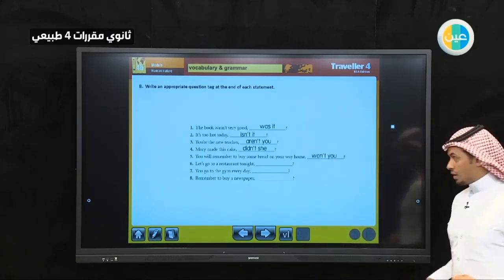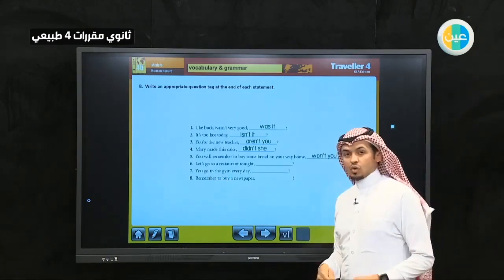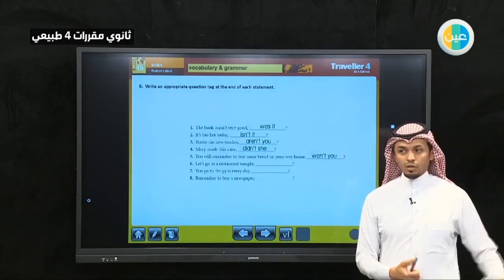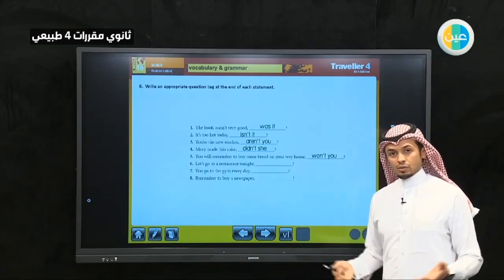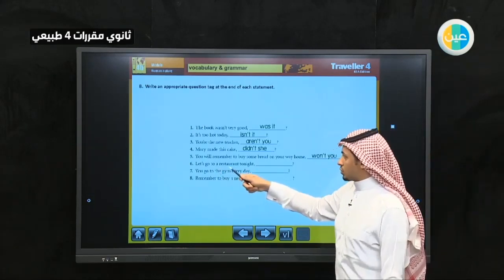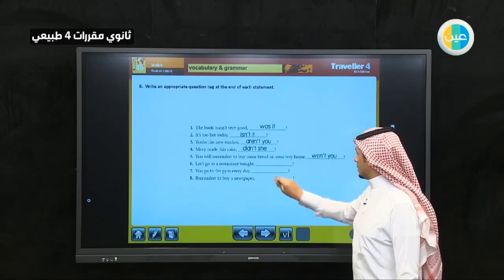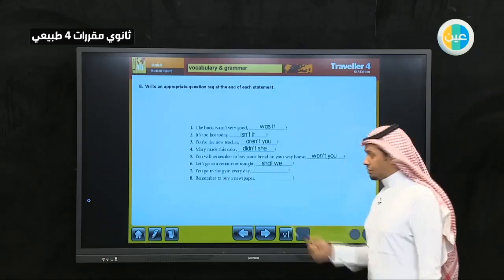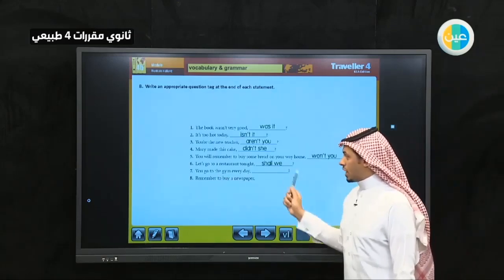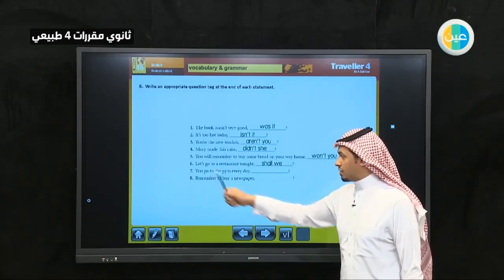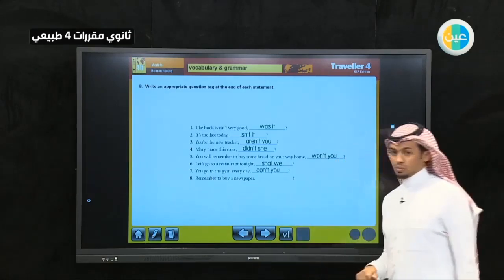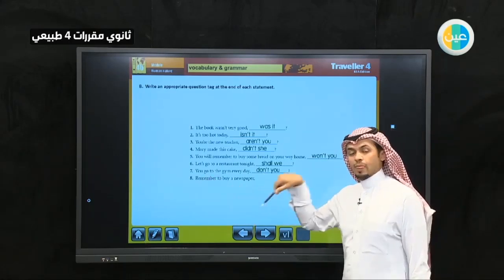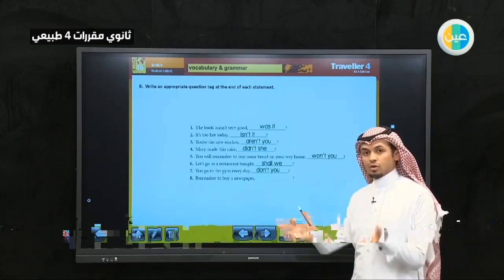Number 6, let's. When we have let's, the question tag that we use with it is shall. Let's go playing. Shall we? Let's go have dinner. Shall we? Let's go to a restaurant tonight. Shall we? You go to the gym every day. We don't have an auxiliary verb. We have only the main verb. So I say, don't you? We use do with the main verb if it is the base form or the infinitive form.